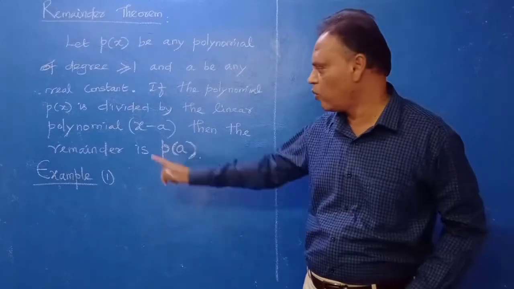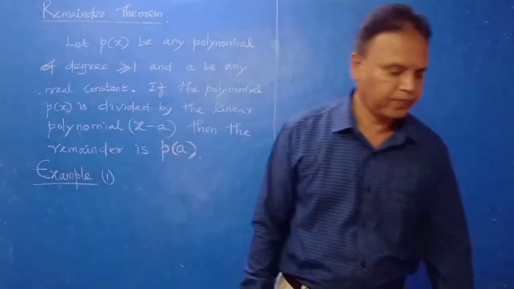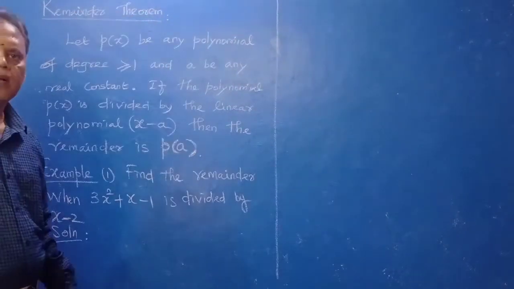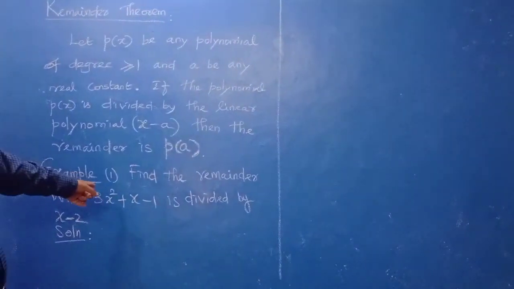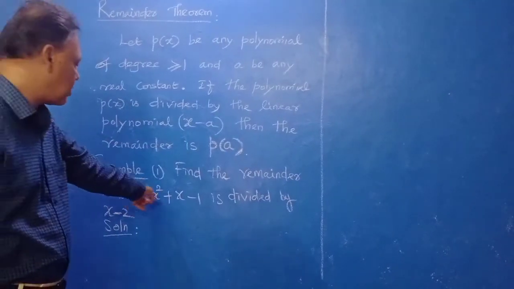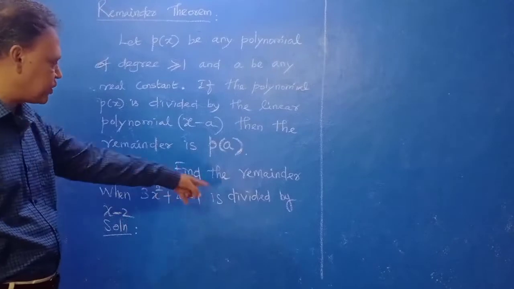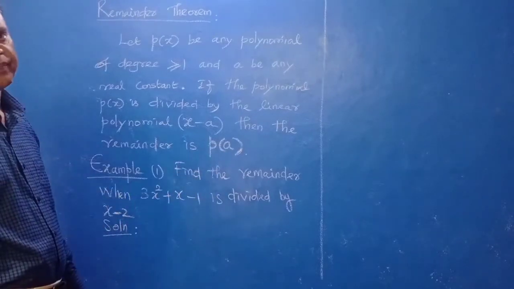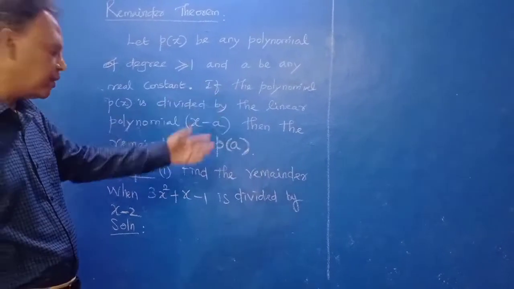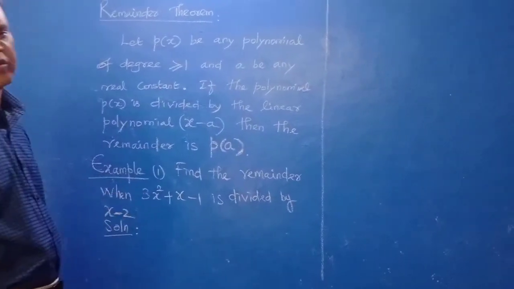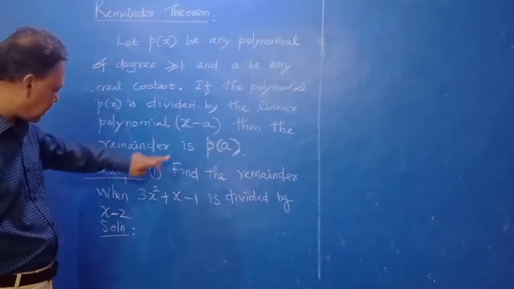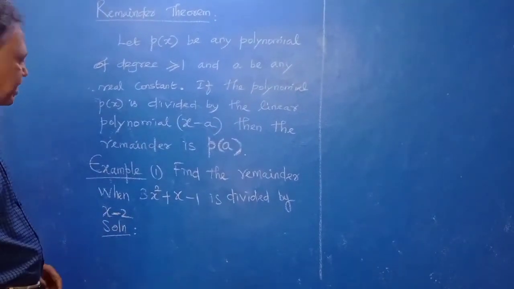I will show one example. Now we will see one example. Find the remainder when this quadratic polynomial is divided by the linear polynomial. Any polynomial you can take, quadratic, cubic or fourth degree polynomial, divided by a linear polynomial. You see this form. So here what is a? 2.